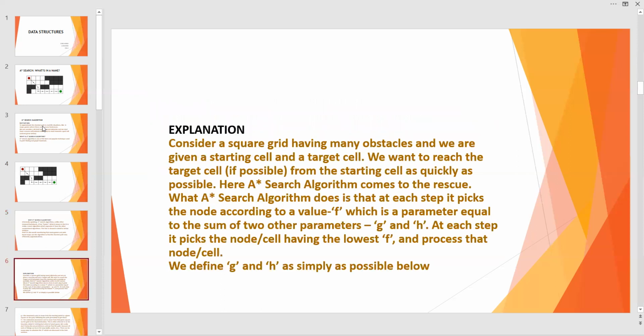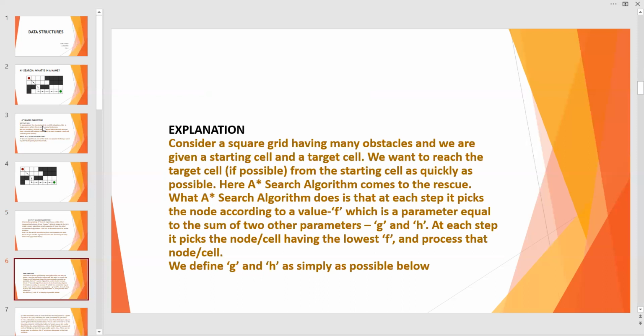Explanation: consider a square grid having many obstacles, and we are given a starting cell and a target cell. We want to reach the target cell from the starting cell as quickly as possible. Here, the A* search algorithm comes to the rescue. What the A* search algorithm does is that at each step it picks the node according to the value f, which is a parameter equal to the sum of two other parameters g and h. At each step, it picks the node cell having the lowest f and processes that node cell.